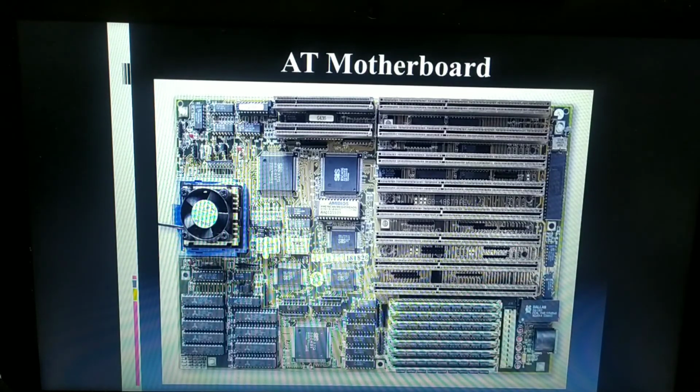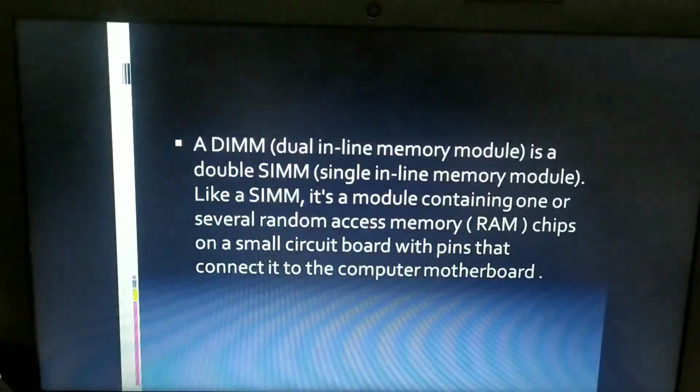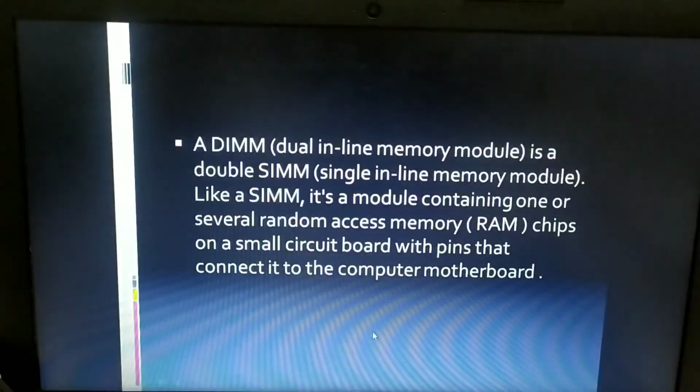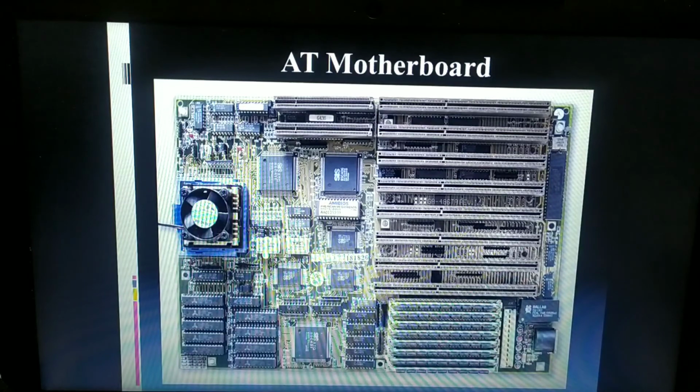An example for this AT motherboard is the Pentium 2. So this is the PCI slot, where my sound card is being placed. So we have completed two types of motherboards, the XT motherboard and the AT motherboard.